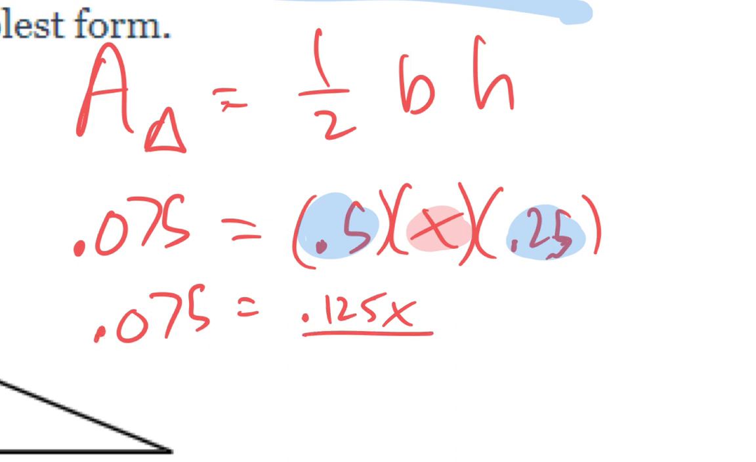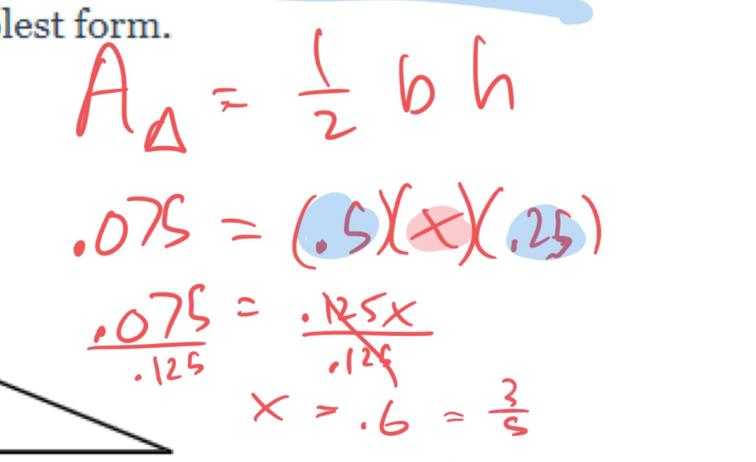We always know our last step is just to divide by the coefficient, the number that's in front of the x. So if we divide this side by 0.125 to get that gone, we do the same to the other side. That gives us x equal to 0.6. On this one, though, they want the answer as a fraction, so we use that button on our calculator to convert it into 3/5.